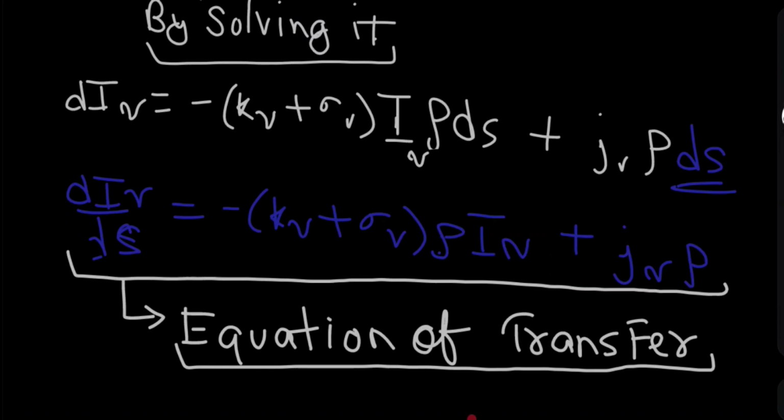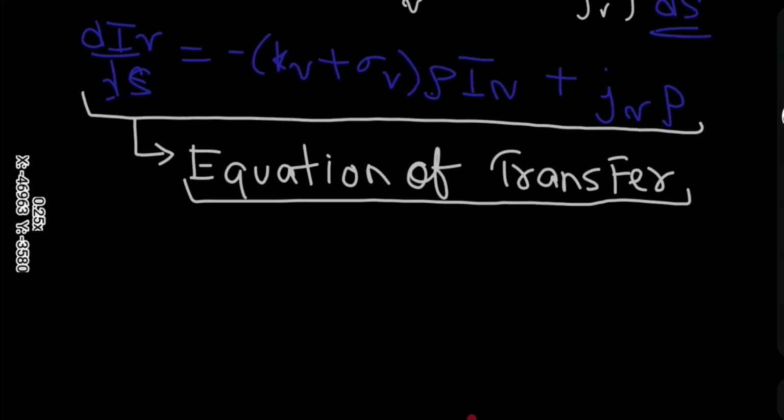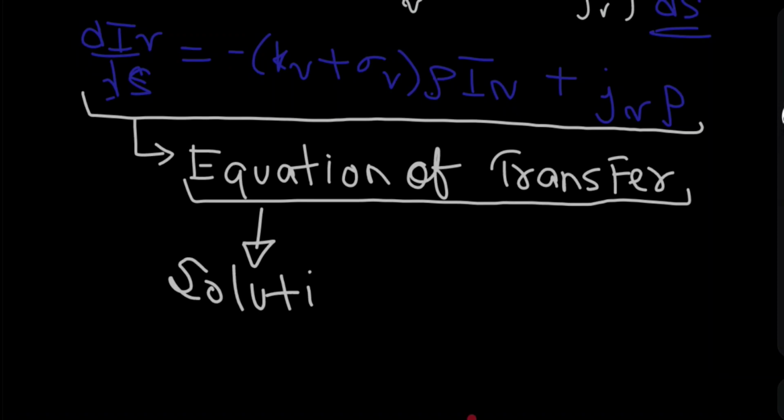That's why this derivation is not that complex. You just have to write out the initial and final energy, the formulas for absorption and the rest, and use some basic formulas, and you can derive the equation of transfer. So in the next few videos we are going to see the solutions of this equation.